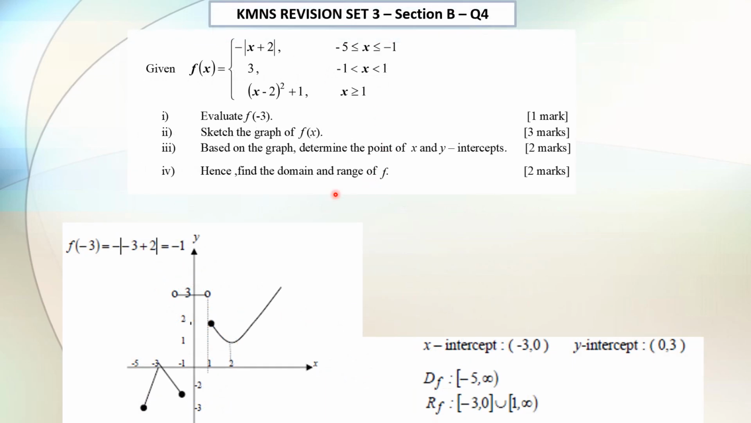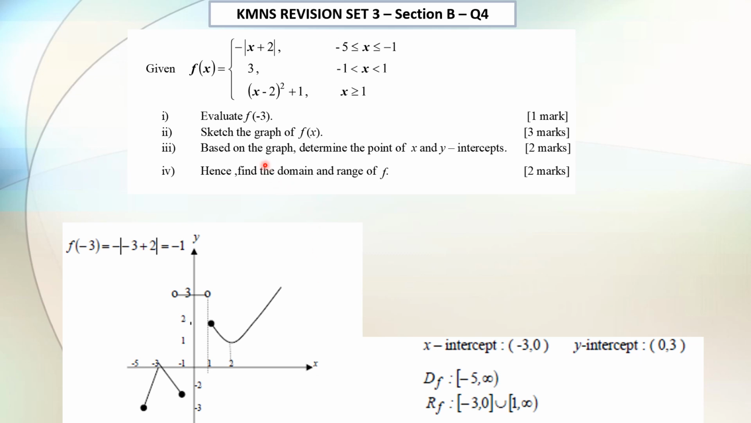The next one from set 3, question 4, it asks you to evaluate f(-3). So the trick here is to choose which function to use for f(-3). So -3 lies inside the first function. So we substitute -3 inside negative modulus x plus 2, then you will get -1. And then it says sketch the graph of f(x). So this is a piecewise function, so you have to be very careful with its interval. You should get something like this.